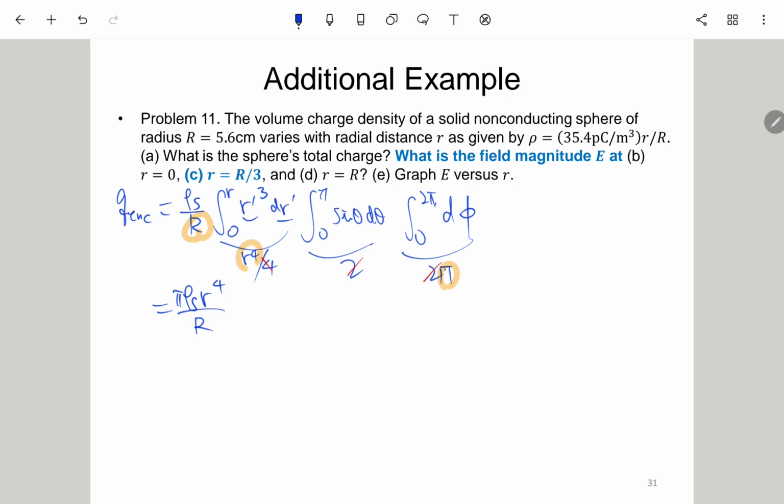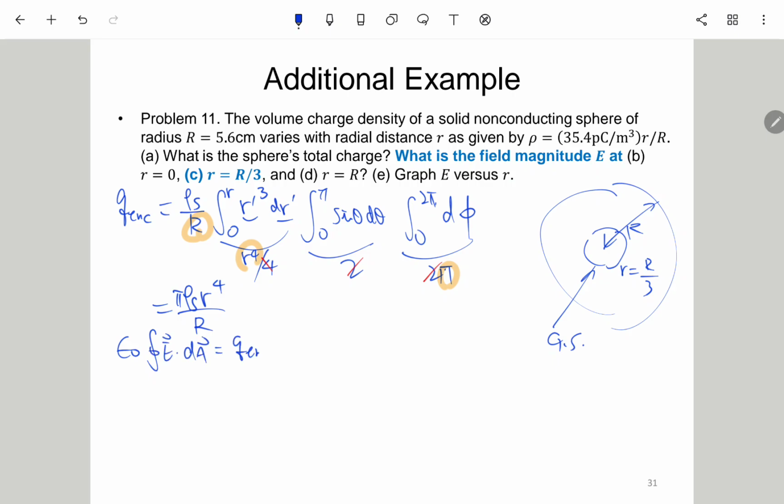Okay, so here we try to apply the Gauss law for this Gaussian surface. This Gaussian surface is a sphere with a radius small r, here we only have a small r, where r equals 1/3 of capital R. So we apply the Gauss law for this inner Gaussian surface: epsilon naught integration of E dot dA equals Q enclosed.